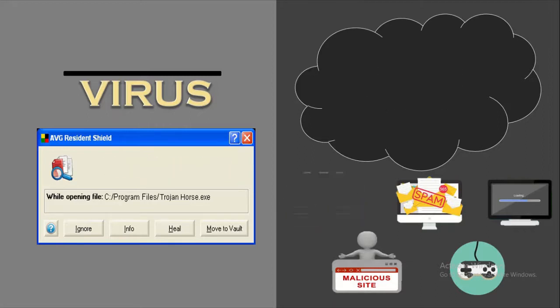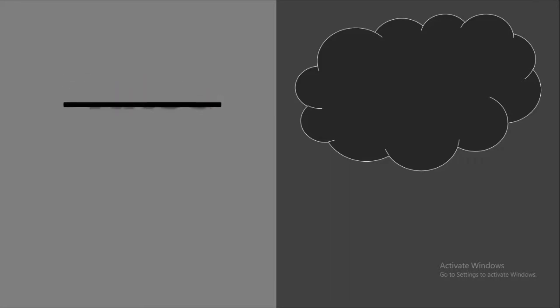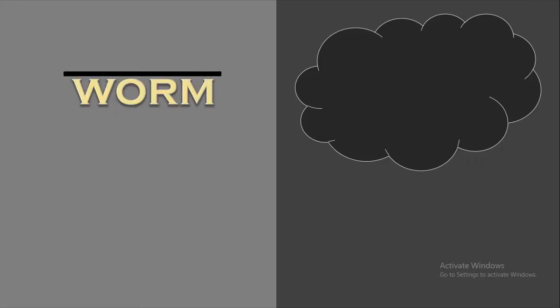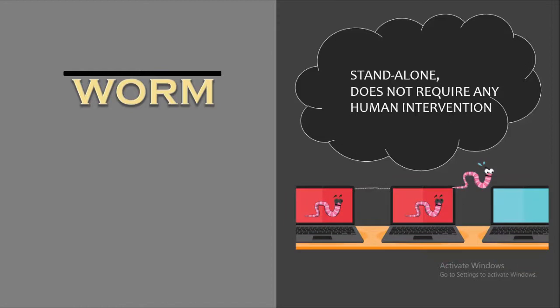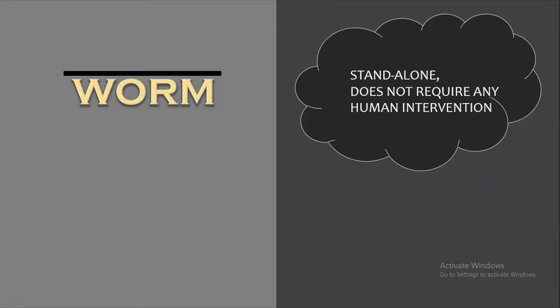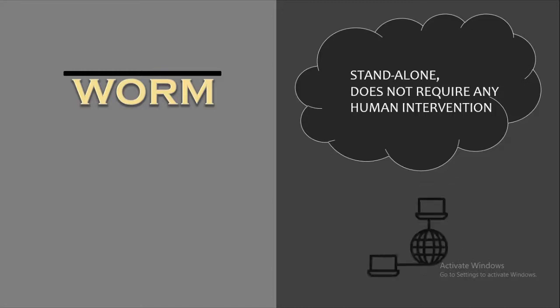Second type of malware is known as worm or computer worm. The primary difference between virus and worm is that viruses must be triggered by activation of a host, whereas worms are standalone and do not require any human intervention. Once a worm enters your system, usually via network, it can run and self-replicate.